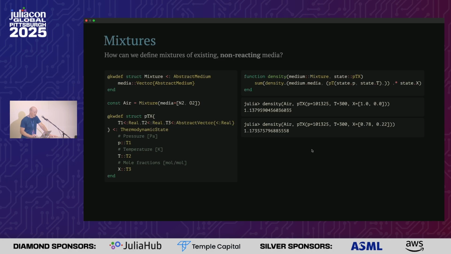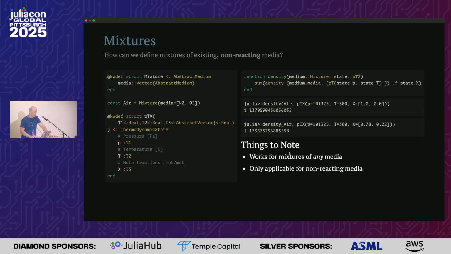But you can see it's essentially the same sort of syntax for invoking this, what the medium is and what the thermodynamic state is. And this will become important when we get into the component modeling. So a couple things to note. This works for a mixture of any media. You notice the type here of this vector is abstract medium. So you can pick and choose.